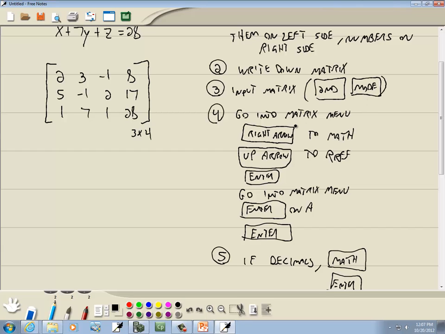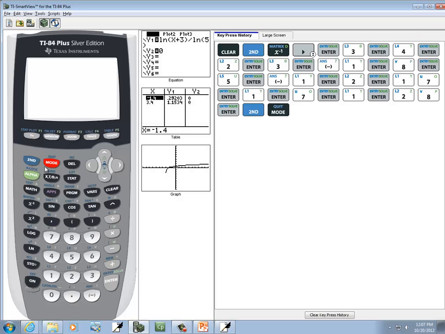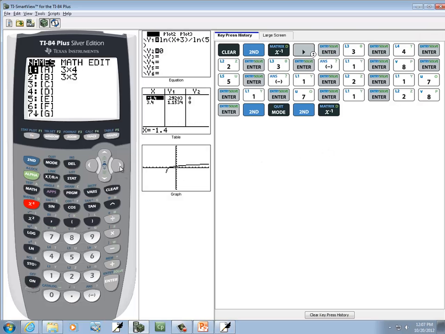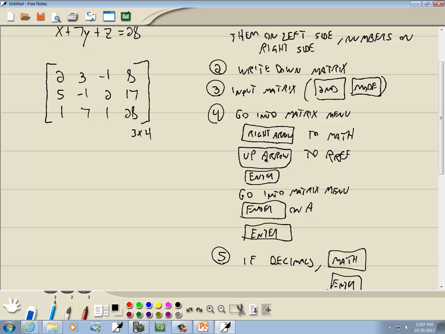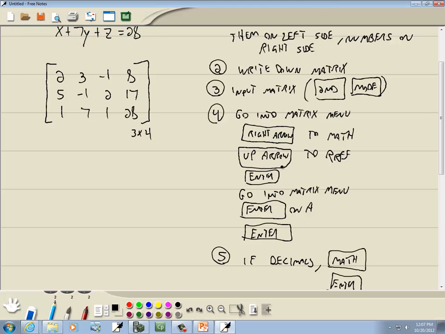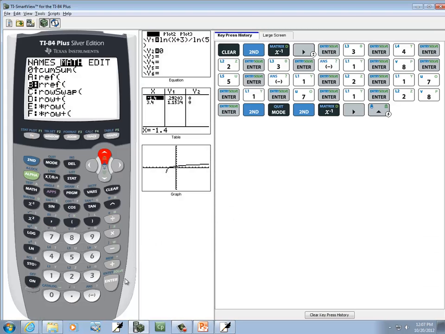Now this tells us to go back in the matrix menu. So we're going to do second x and negative 1. It says right arrow to math. So I'm going to right arrow to the math. And it says up arrow to RREF. So I'm going to up arrow to RREF. Then it says do enter.